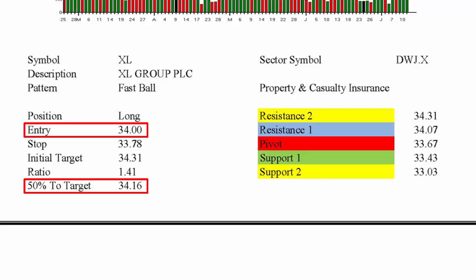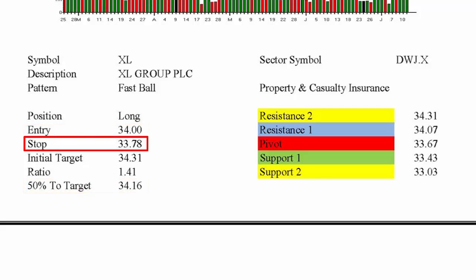34.16 was 50% of the distance to the profit target. 33.78 was the stop loss. If it hit the stop loss first, right, if you got the entry on this trade and then it hits the stop loss, 33.78, you're out. If it gets to 34.16 before hitting that 33.78 stop, you move the stop up to break even.